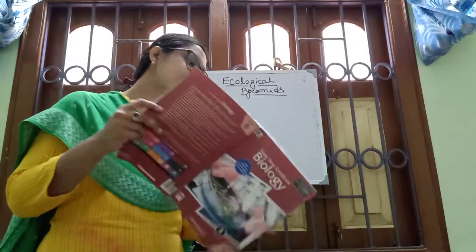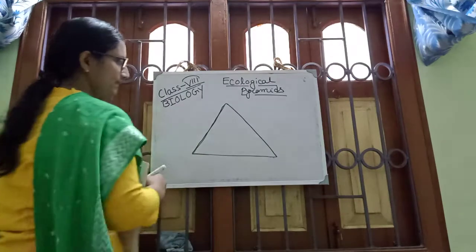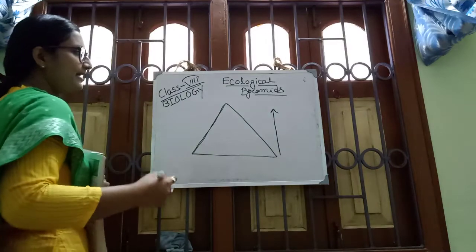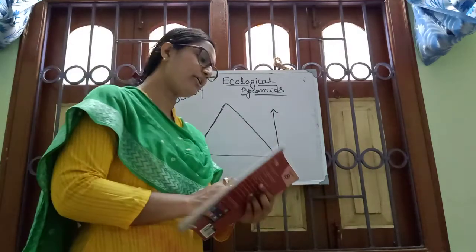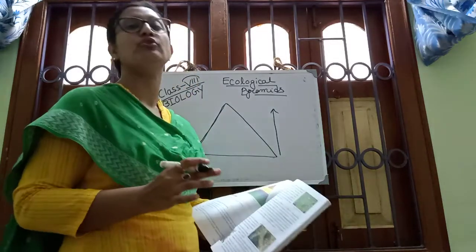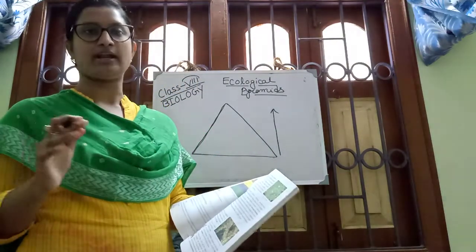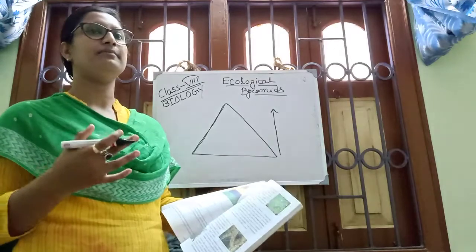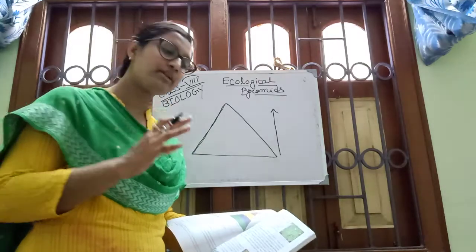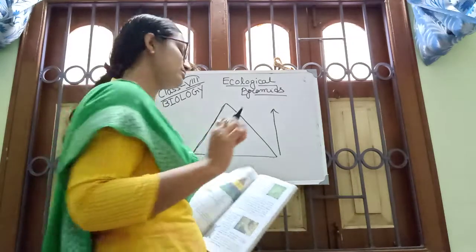The first one is the upright pyramid of number, from lower to upper. The first is the number of producers. Producers means green plants, which can make their own food, and they are more than the primary consumers. Primary consumers are those who directly eat the plant, and they are called herbivores.